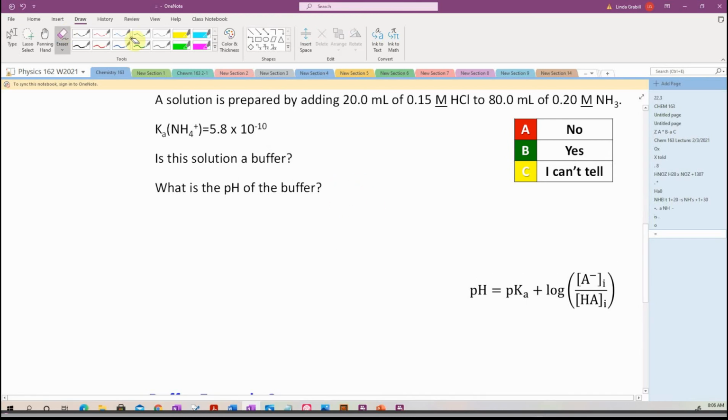So what do you think? I'm thinking it is indeed a buffer. And how do I know that? Well, I'm going to add together a strong acid plus this weak base. And what do we say about strong acids? That they completely dissociate, right?